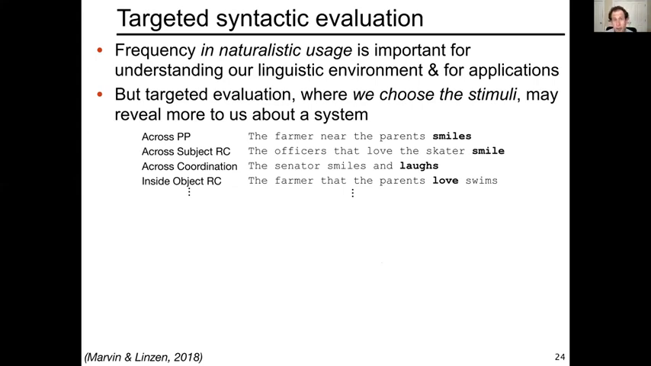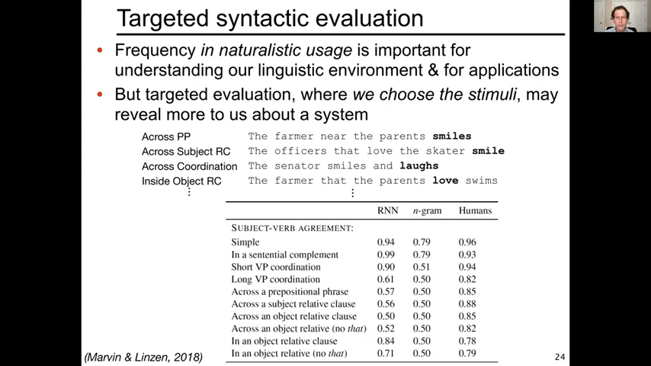Across a subject-relative clause, we didn't talk about that, but those are two different ways that you can put an attractor in between a subject and a verb. But the other content in between the subject and the verb besides the attractor is going to differ. And they also looked at across coordination structures, across inside object relative clauses. And the results were interesting and revealing.